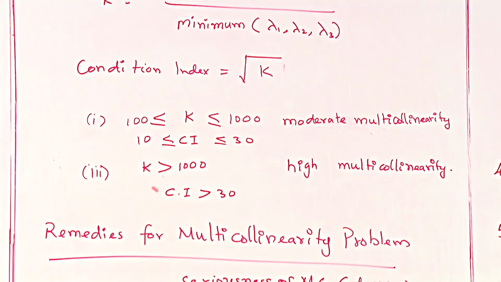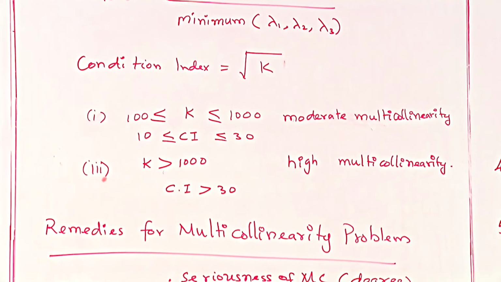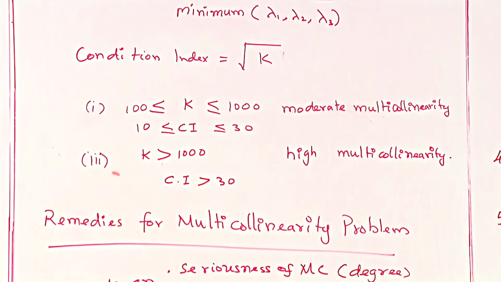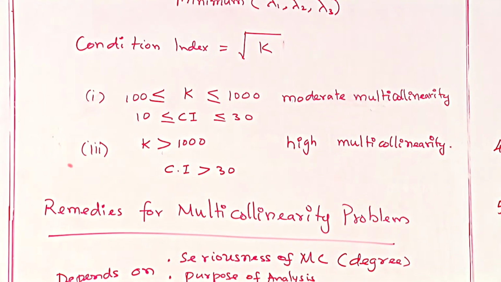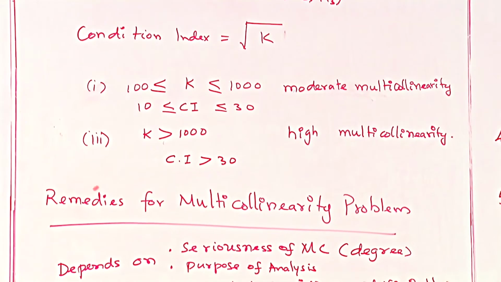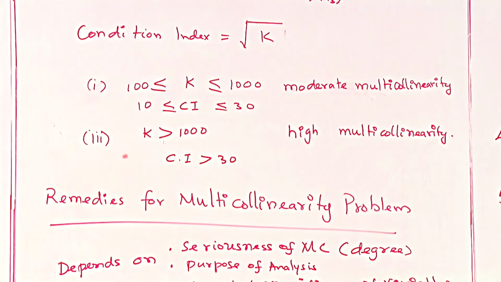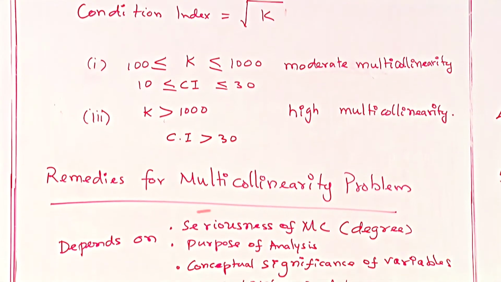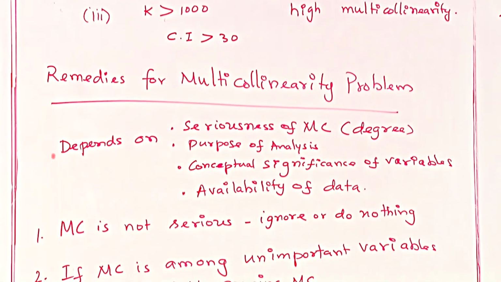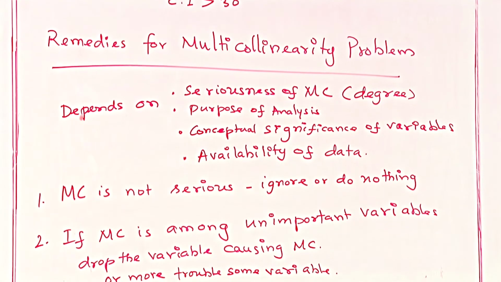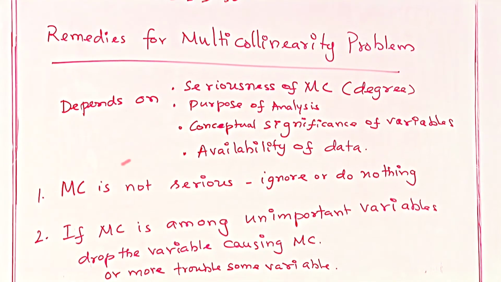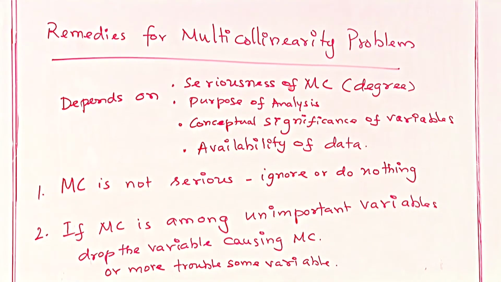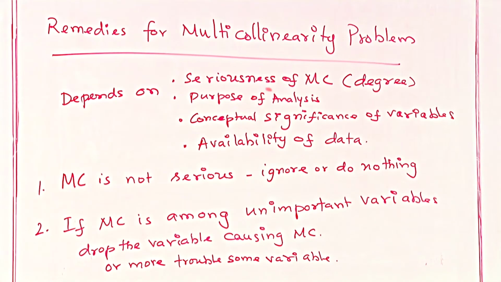So, with this we can conclude the different tests available to identify the multicollinearity problem. Now, we will see how the multicollinearity problem can be remedied once it is identified. The remedies for the multicollinearity problem. The remedy depends on the seriousness of the multicollinearity problem. In fact, the degree of multicollinearity is an important issue to be discussed.